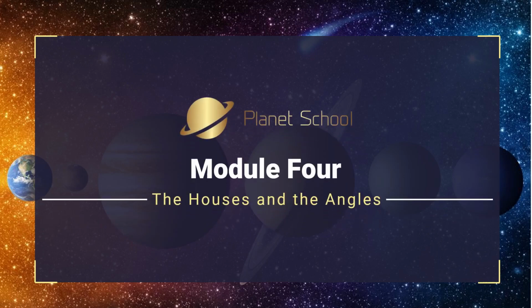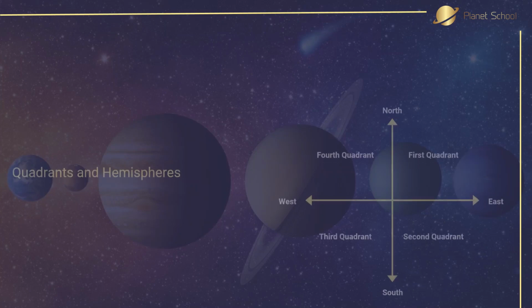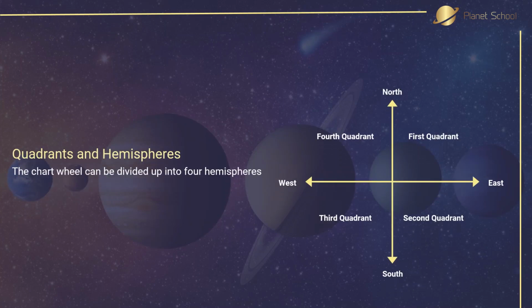Module 4. The houses and the angles. Quadrants and hemispheres. The chart wheel can be divided up into 4 hemispheres, north, south, east and west, and 4 quadrants, first, second, third and fourth.